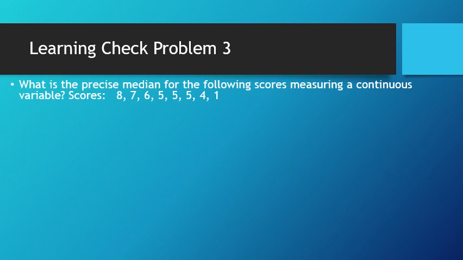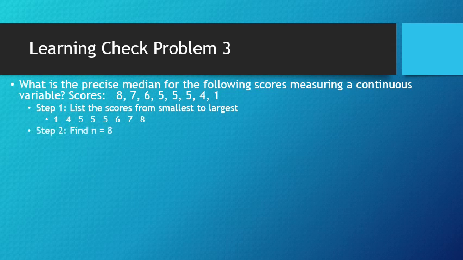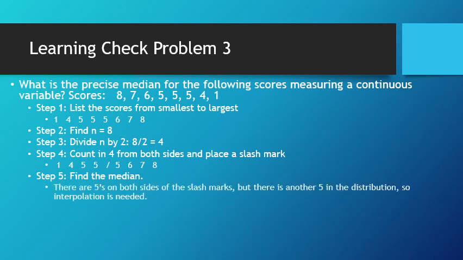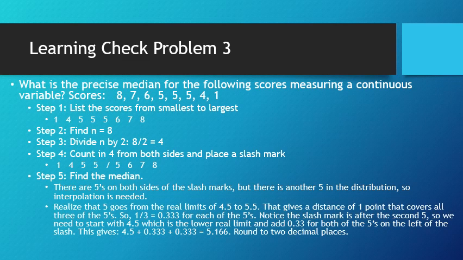Learning check 3. What is the precise median for the following scores measuring a continuous variable? Here are the scores. Step 1, list them from smallest to largest. Step 2, find n, which is equal to 8. Step 3, divide n by 2 to get 4. Step 4, count in 4 from both sides and place a slash mark. Step 5, find the median. Well, notice that there are 5s on both sides of the slash mark, but there's also another 5 in the distribution, so we have to use interpolation.